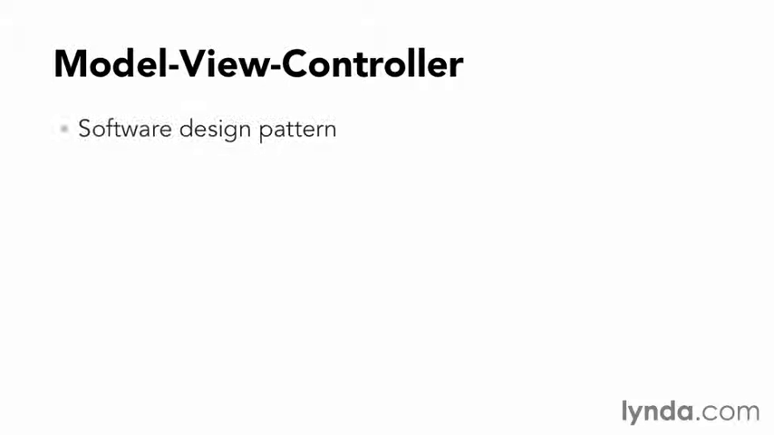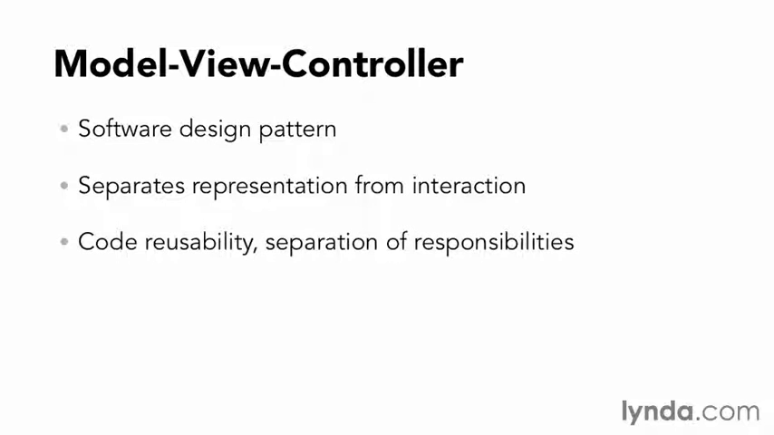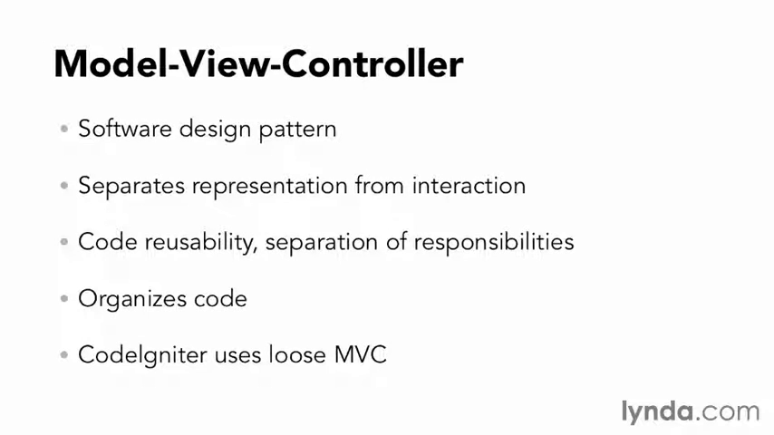It's a software design pattern that separates the representation of information from user interaction. This explicit separation of components allows for greater code reusability and logical separation of program responsibilities. In short, MVC keeps code organized, which in turn helps projects and teams. CodeIgniter uses a loose approach to MVC, which I'll get into in more detail in a bit.